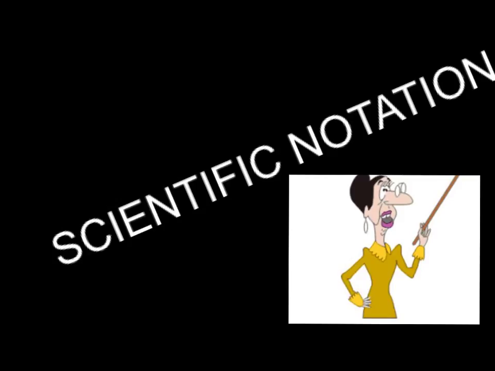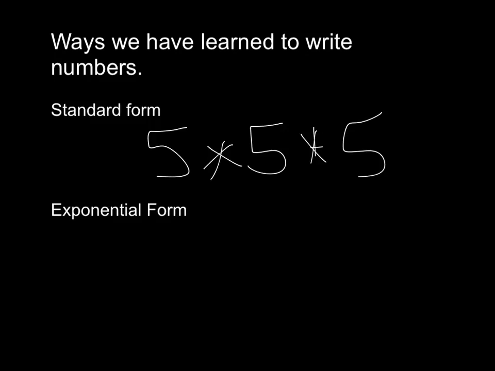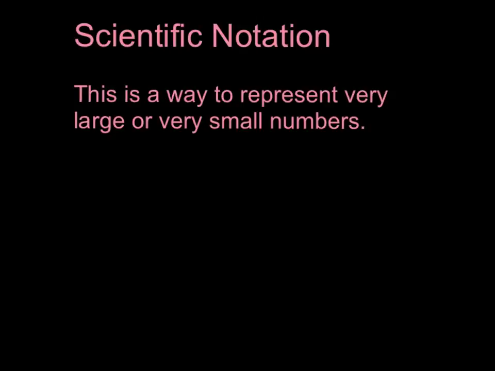Scientific notation. We have learned different ways to write numbers. We've learned standard form, in which we may write a number 5 times 5 times 5 times 5. We know we can go from standard form to exponential form by bringing our base down and adding the number of times the base was used as a factor to get our exponent. So in this case, our exponent is 4 because 5 was multiplied 4 times.